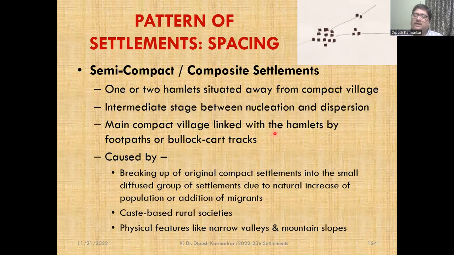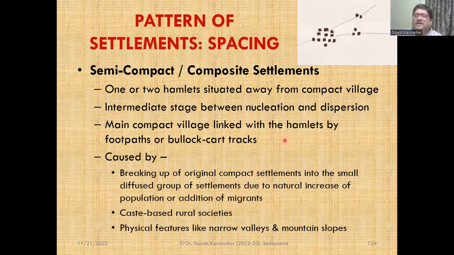Many times, because of certain reasons, maybe natural or maybe human, it happens that the compact village breaks into pieces. So there may be an earlier village that is very compact, and from there two hamlets got separated, or the people went out of that village and settled to form two new hamlets. Now that may happen because of natural increase in population, and people may tend to move away to avoid crowding or congestion, or it may also happen because of migration. So the migrants coming to this particular settlement do not settle in the main village, but they choose to live a little away from the main village. So such factors also lead to semi-compaction or composite settlements.